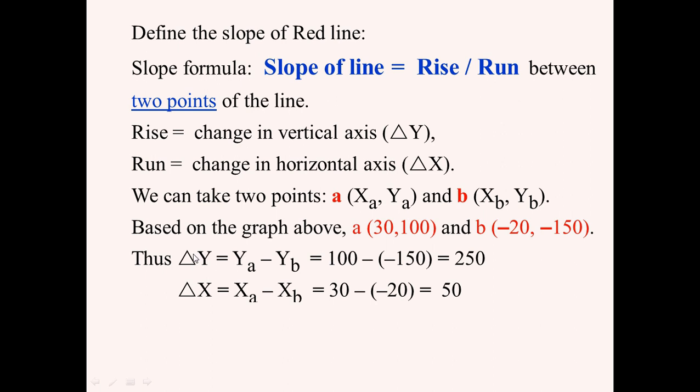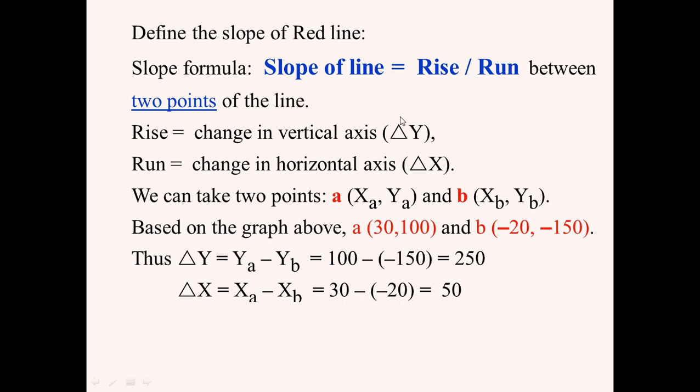If for the change of y you take A minus B, the change of x must also be A minus B. It must be consistent. Don't change the order. If you take A first, y is A first, x is also A first. So if I take A first, A minus B for y, 100 minus minus 50: minus and minus is plus, that's why 150. For x, A 30 minus minus 20: minus and minus is plus, that's why 50.